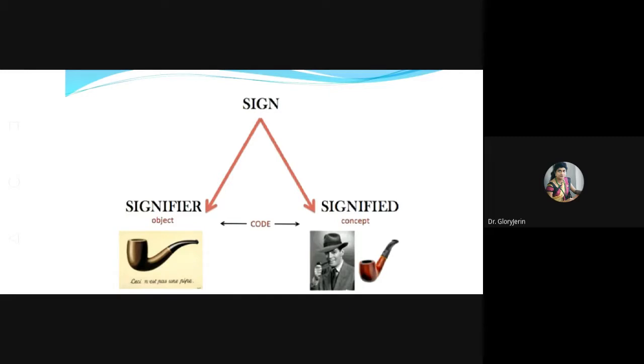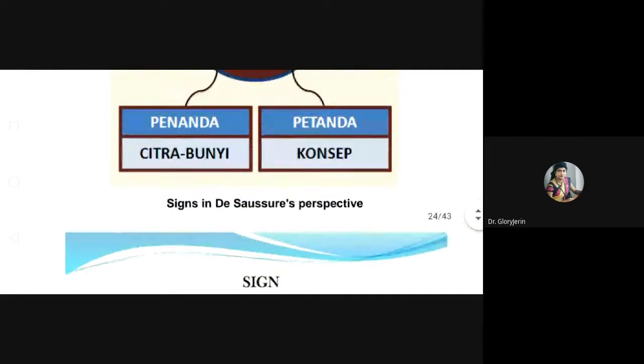This is a sign at a different dimension, standing for something else. Anything can be used to mean something else. In the social perspective, two elements compose a sign, namely the sound image. Sound image, citra bunyi in the Indonesian language.